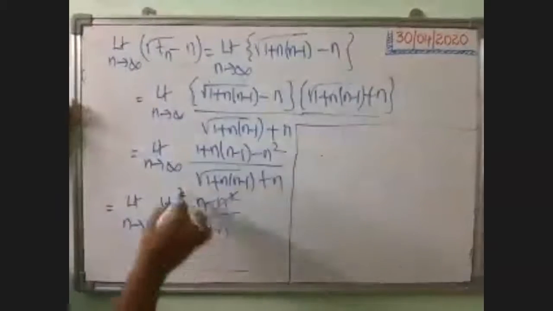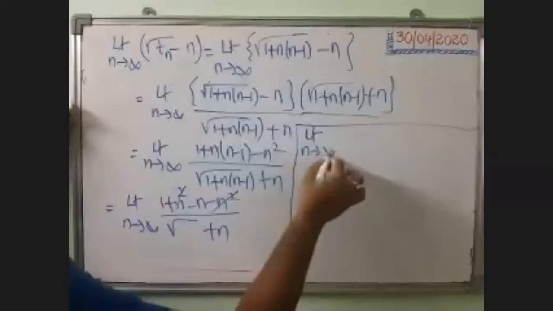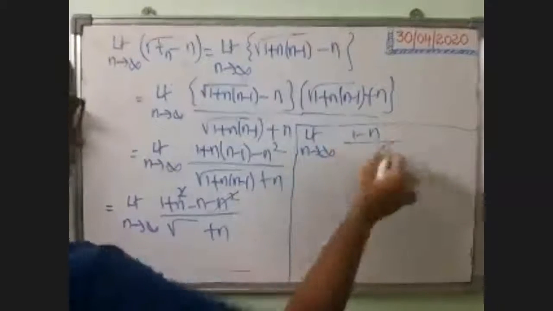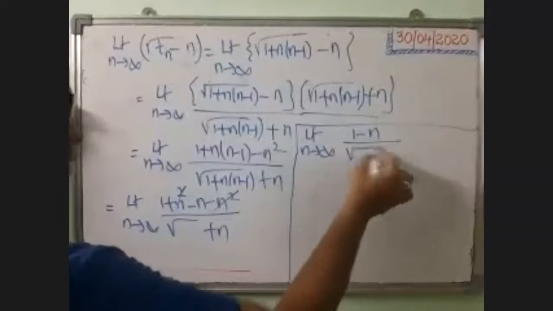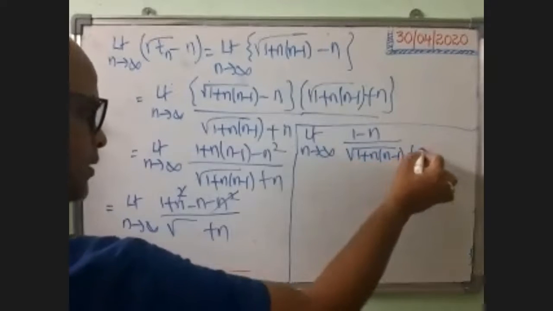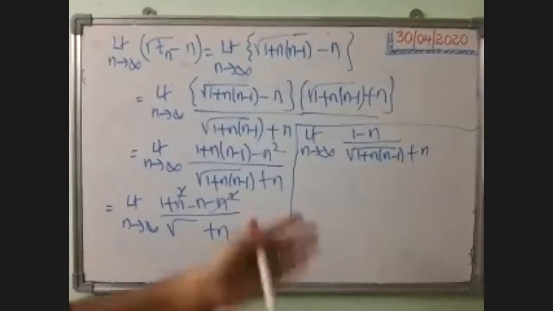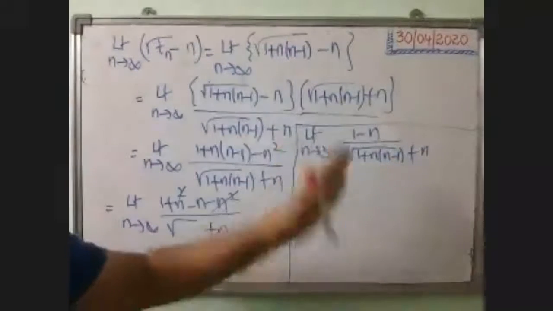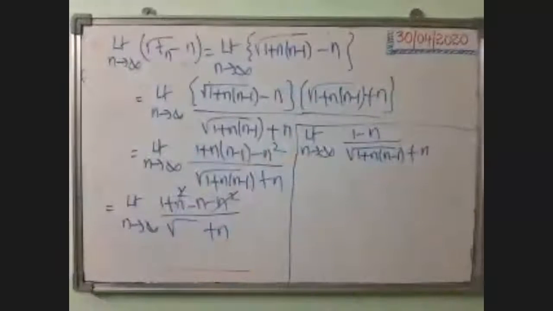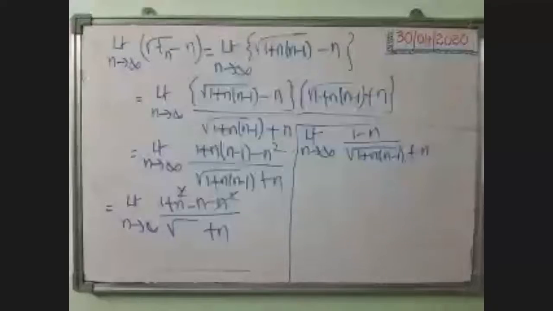So what do I do now? n square gets cancelled. You are getting limit n tending to infinity of 1 minus n, by root of (1 plus n) into (n minus 1) plus n. Now if you substitute, you are getting once again infinity by infinity, which is an indeterminate form. Whenever you get 0 by 0 or infinity by infinity, you can directly solve it by using L'Hospital's rule. Or if not, you can solve by using the other method.